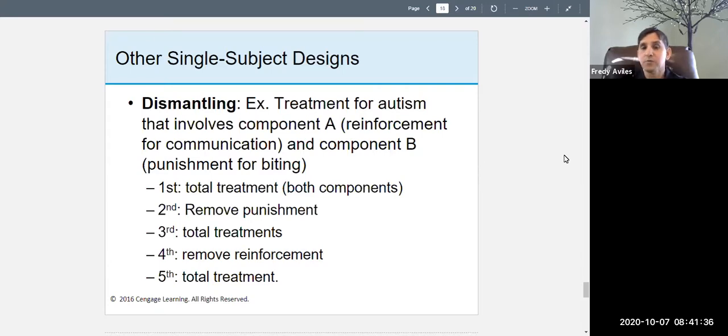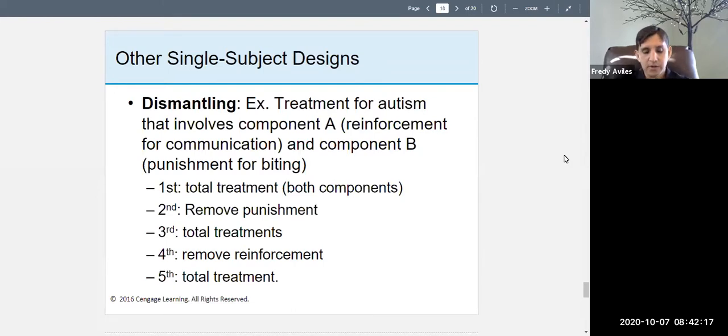And now we move to the fourth phase. Now let's remove reinforcement. Let's remove the reward for communication, but continue the punishment for biting, let's say. We see what happens, and then we use the total treatment again. So we go back and forth. We add one, we remove one. There's a combination of things you can do. There are different ways you can do this, but it is dismantling. You start with a total, and then you take one away, you go back to the total, take another one away, or you can keep taking things away to see what's happening. That's called dismantling. You can also do the reverse where you add things.